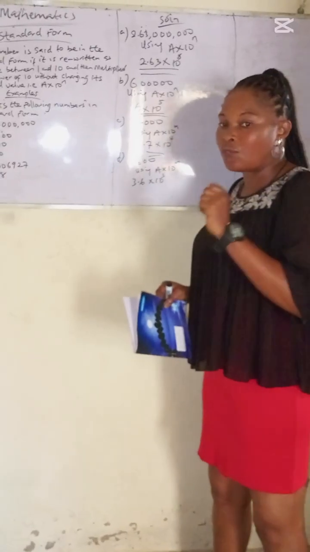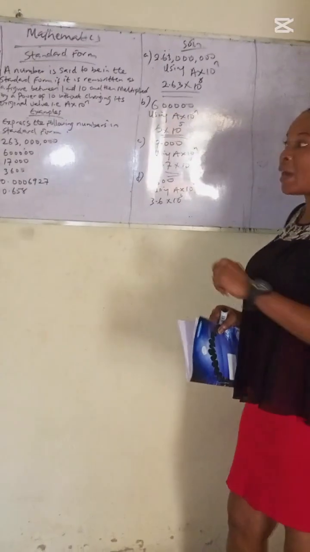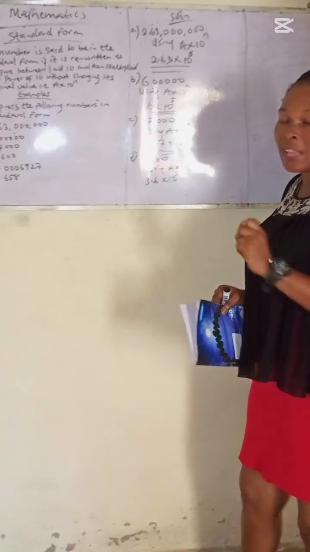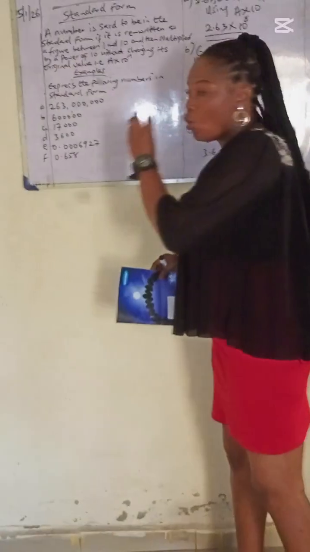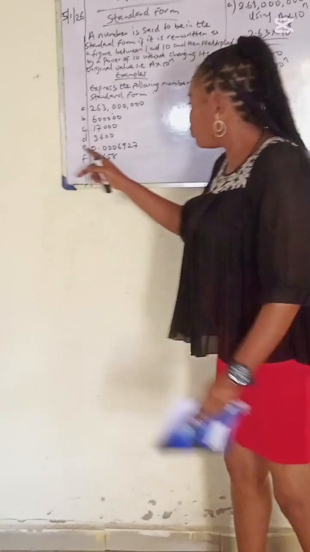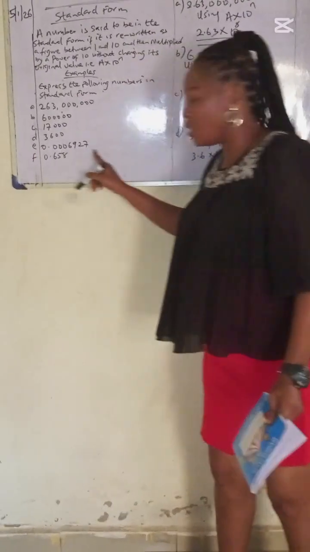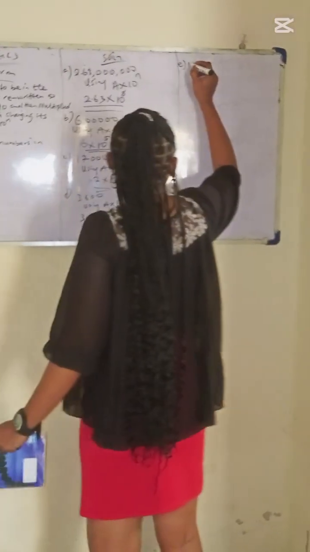Your 10 is constant from the question and your n represents your power. For you to get your n, you count the number of digits you have without counting the last number. That is if the question is starting with a whole number. You can see that the part we have here, the other part, E, starts with a decimal number. So now we are going to solve the one that has to do with a decimal number.